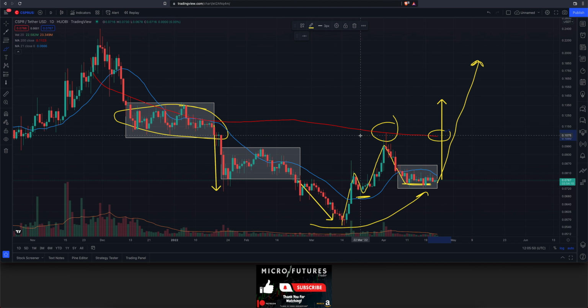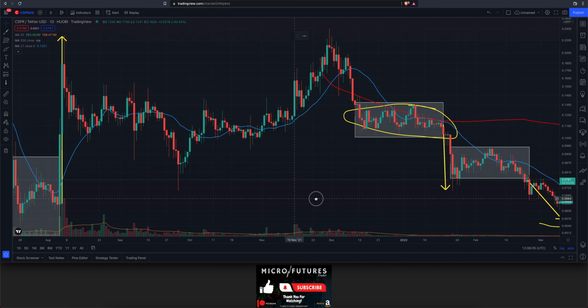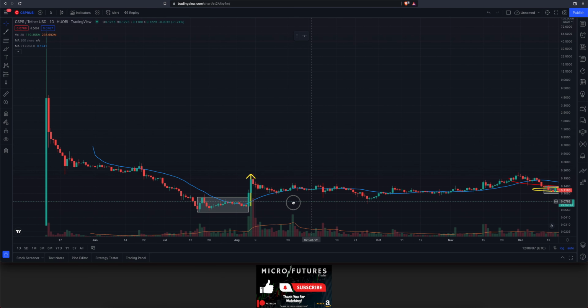But basically you can see when price is stuck in these trading boxes, these ranges, it doesn't stay in that range forever. At some point it moves out, and you can see it moves out to the upside and it moves out to the downside if we zoom out over in here.